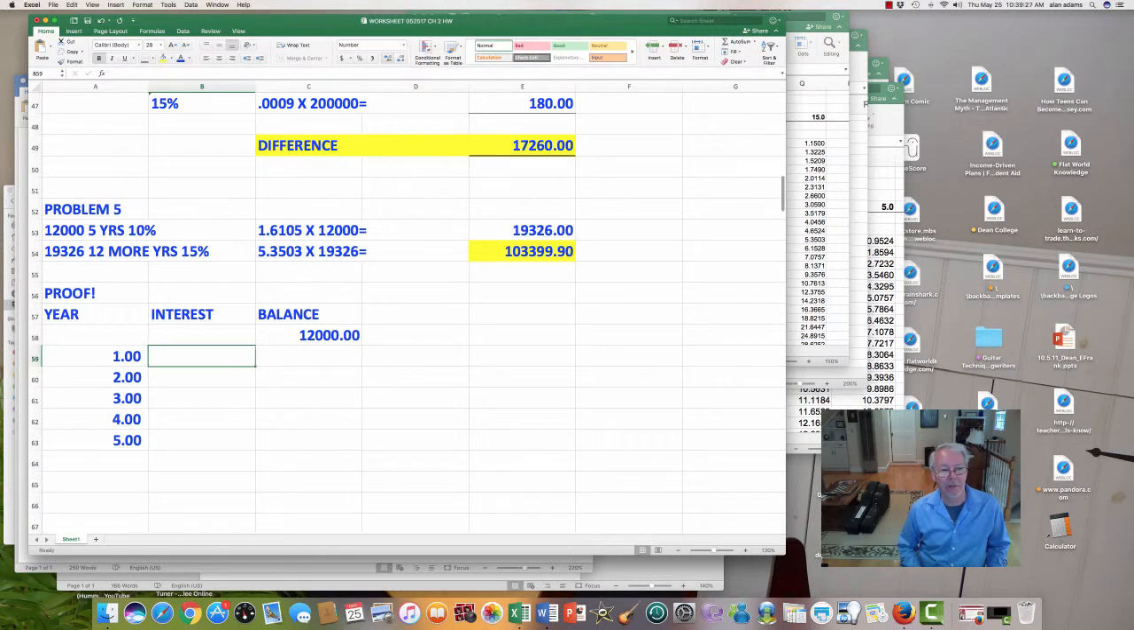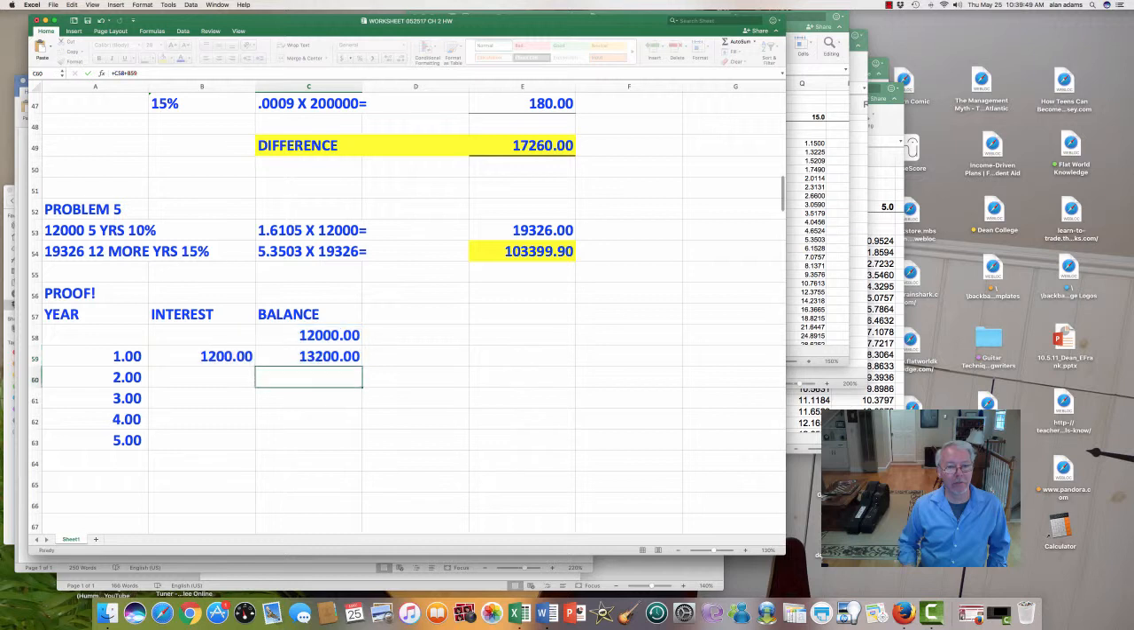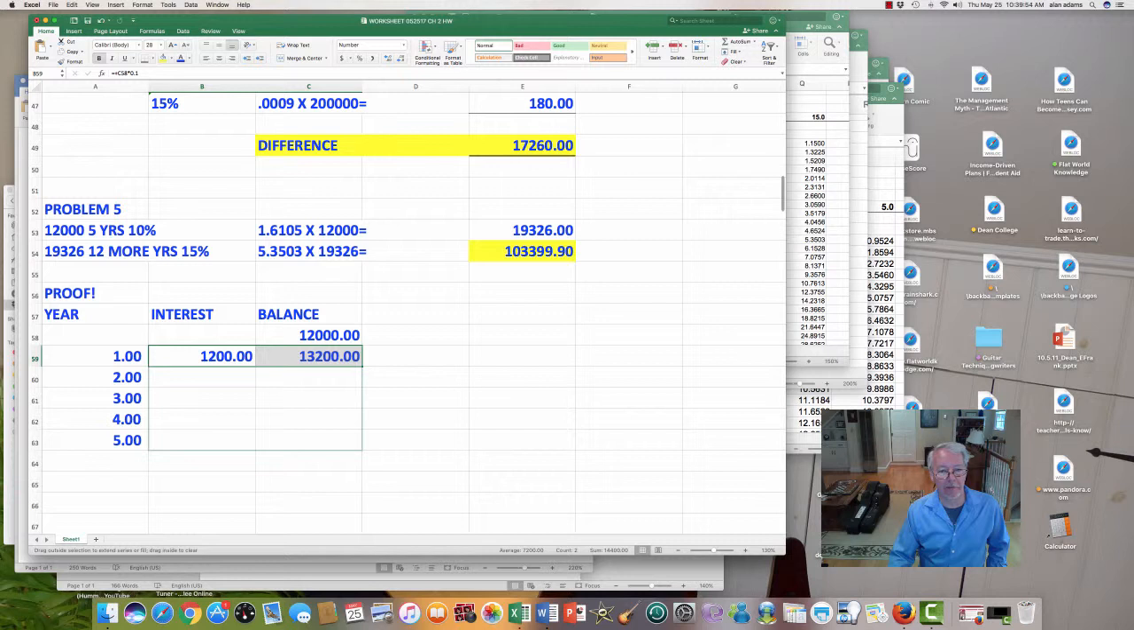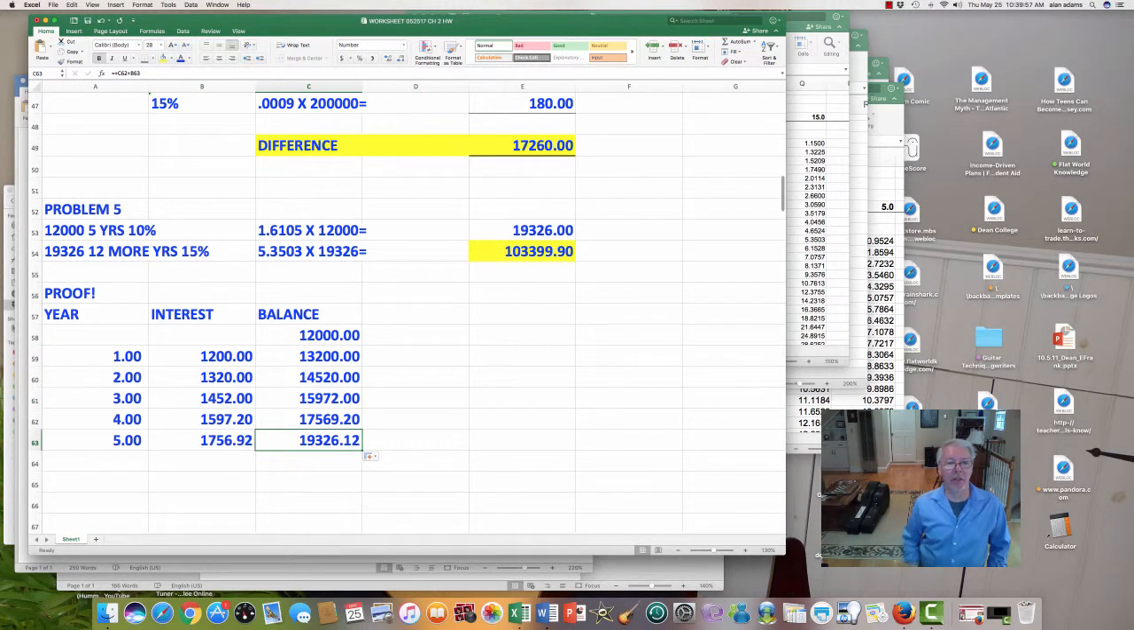5. My money is growing at 10%. I'm going to take my initial balance, 12,000 that I started with, my present value, multiply it by 10%, 0.1, and I get $1,200. And I'm going to take that and keep adding my interest to my running balance. So at the end of 1 year, I've got 13,200, and I do that 4 more times. There's my 19,326.12. This time I have pennies. I'm not going to worry about the pennies.